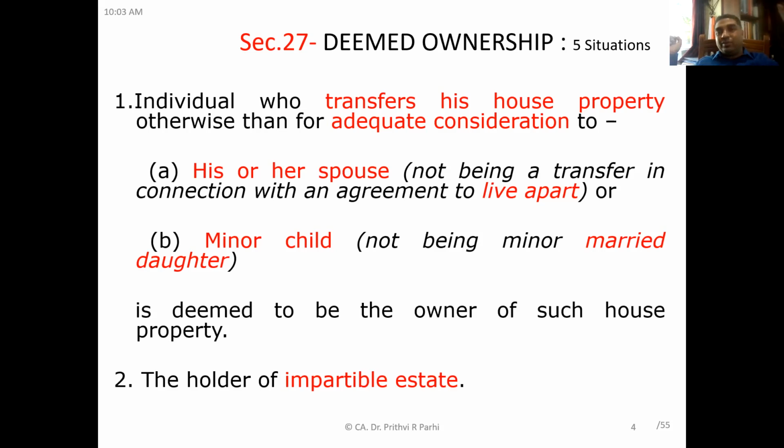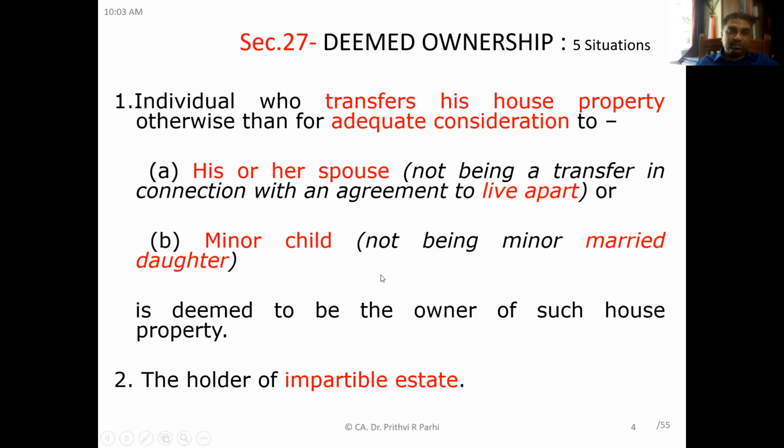But the terrace of the house, the roof, is not given to anyone. Maybe the elder brother is occupying the room. And the roof is not partible. That means it cannot be partitioned. That is an impartible part. But the person who is the holder, who is occupying that, will be considered the owner of that impartible estate, impartible property. Understood? Yes, sir. Okay. So 2 situations we have covered.